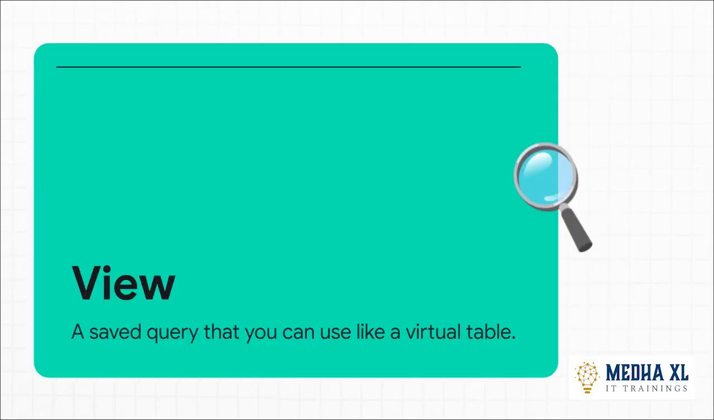So what is it really? Well, at its core, a view is just a saved query. That's it. You write that really complicated query with all the joins and filters and conditions one time. You save it as a view, and from that moment on, you can treat it just like it's a regular table. Let's see it in action.